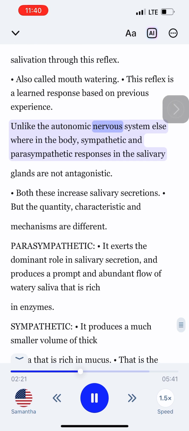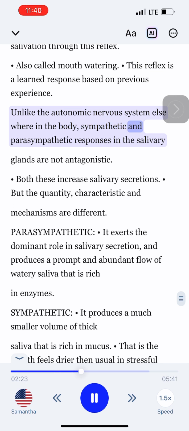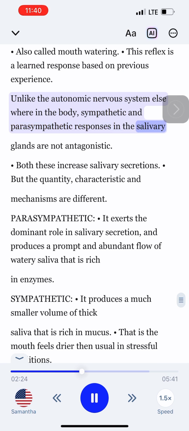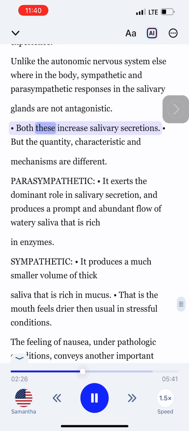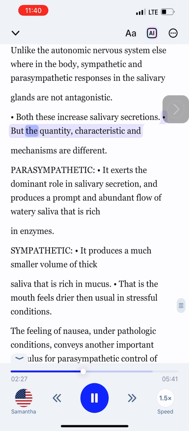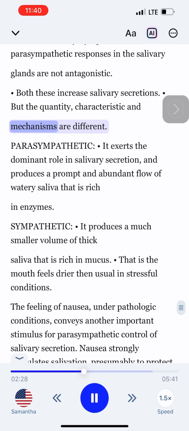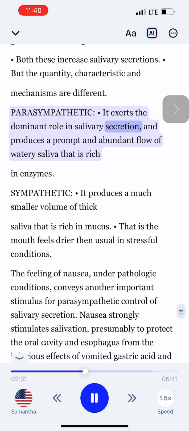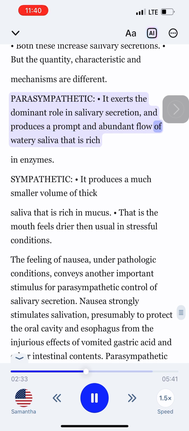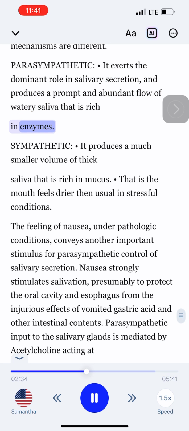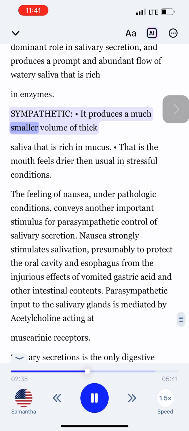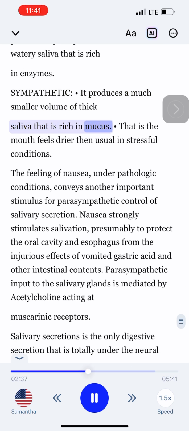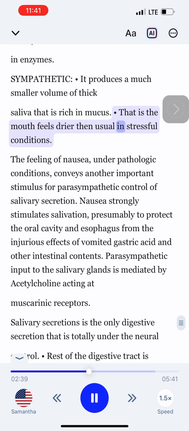Unlike the autonomic nervous system elsewhere in the body, sympathetic and parasympathetic responses in the salivary glands are not antagonistic. Both of these increase salivary secretions, but the quantity, characteristics and mechanisms are different. Parasympathetic: it exerts the dominant role in salivary secretion, and produces a prompt and abundant flow of watery saliva that is rich in enzymes. Sympathetic: it produces a much smaller volume of thick saliva that is rich in mucus. That is, the mouth feels drier than usual in stressful conditions.